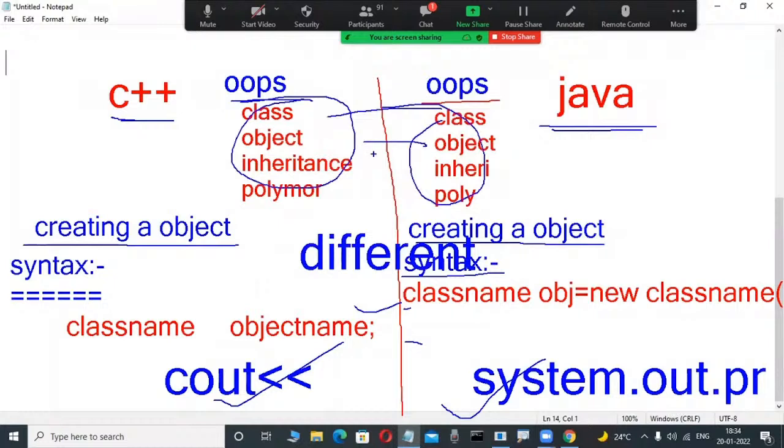What is a class? What is an object? What is inheritance? What is polymorphism? Same. But syntactically, totally different. Why? Because those are two different languages. Okay, fine. Two different products from totally different companies. That's why functions are different, and the syntax is also different.